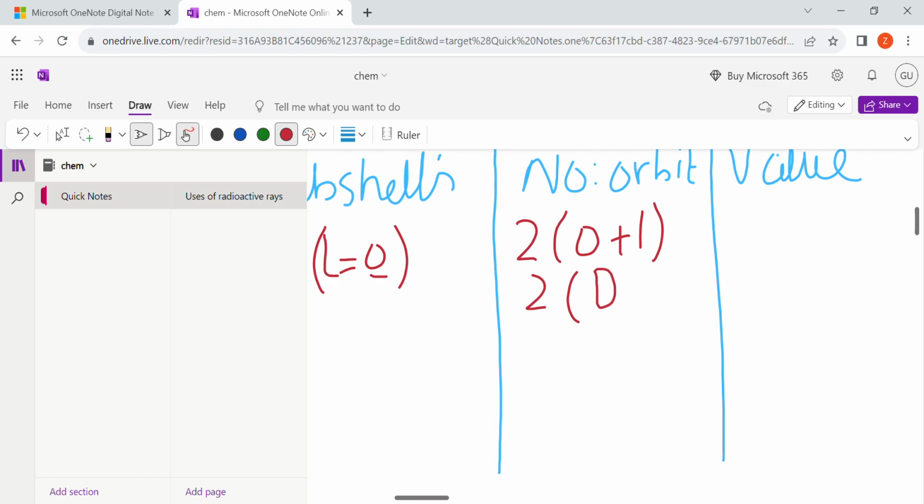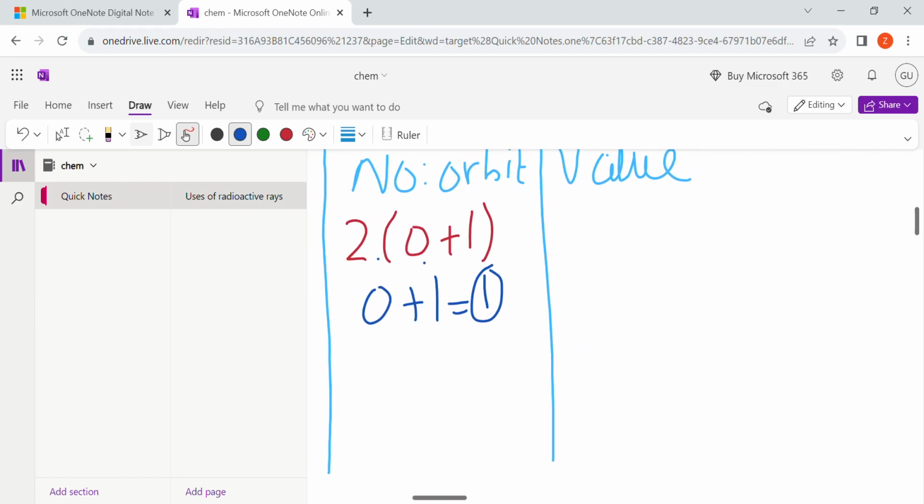2 zeros are 0, okay? If we multiply, then we get the value that would be equal to 1. 2 times 0 plus 1, this is a simple calculation. Now we do 0 plus 1 is equal to 1. This is the value of the orbitals that come in the subshell.